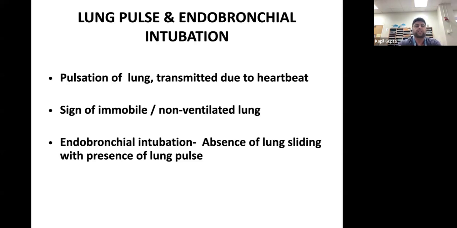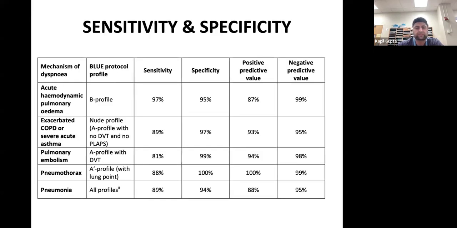Okay, so coming down to another important thing that I like to see with my lung ultrasound is presence of endobronchial intubation. Here there are two things. One is absence of lung sliding in that portion of the lung which is not being ventilated. Like if there is a right mainstem bronchus intubation, then left lung will not be ventilated. So there will be absence of lung sliding in the left side. And there will be pulsation of the lung, which is transmitted due to the heartbeat. This is the sign of non-ventilated lung.